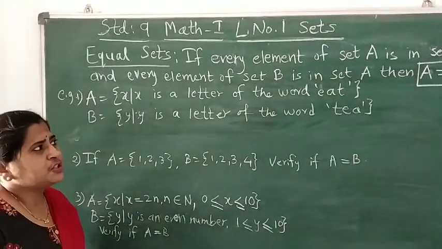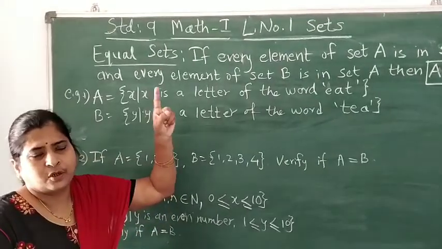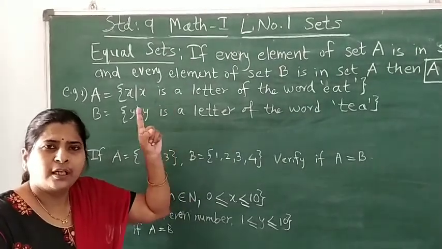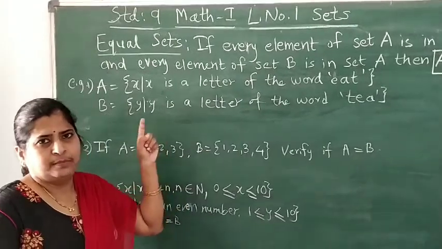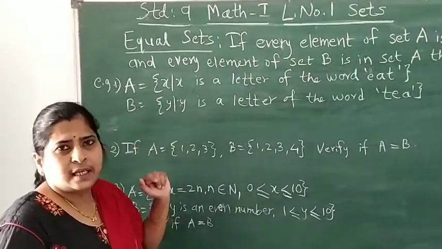So what is the condition? All the elements of set A should be elements of set B and all the elements of set B should be elements of set A. So this is the condition. Now let's see the example.